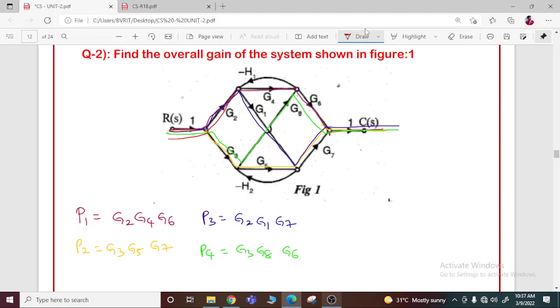This is the path. So, P5 can be written as G2, G1, minus H2, G8, G6. This is path number 5.